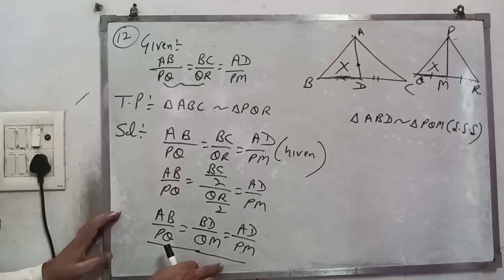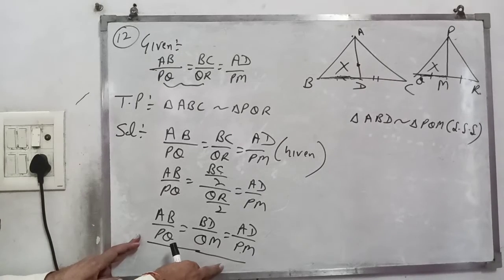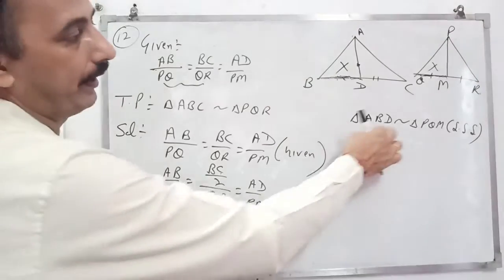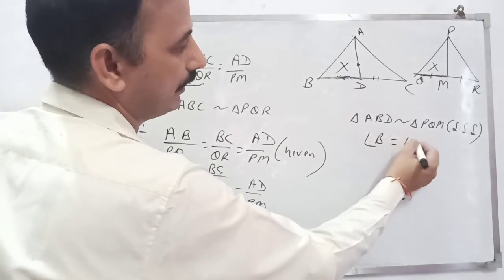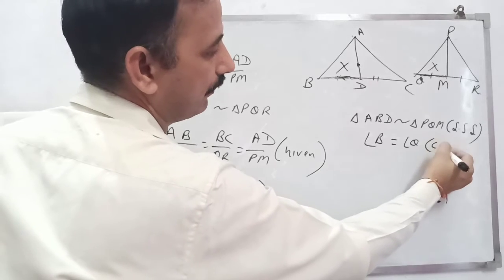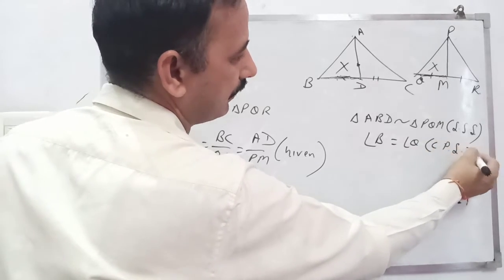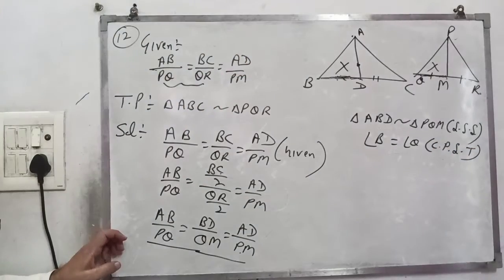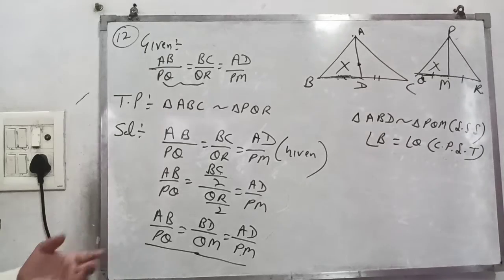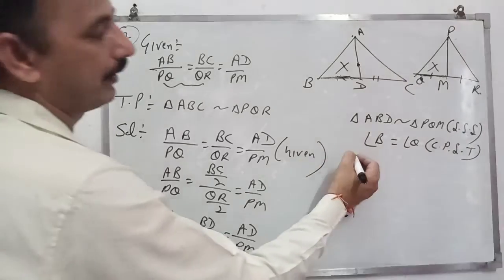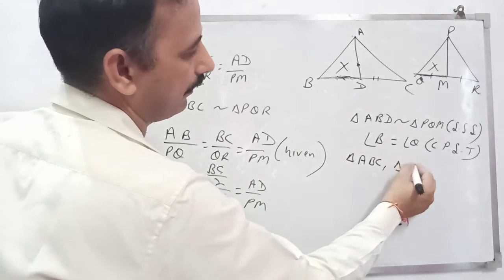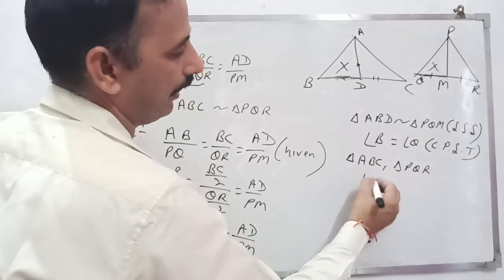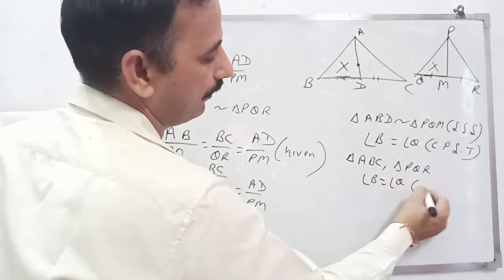Now, if the ratio is equal and the triangles become similar, it means their corresponding angle B equals angle Q, by corresponding parts of similar triangles. If we consider triangle ABC and triangle PQR, here angle B equals angle Q, proved above.